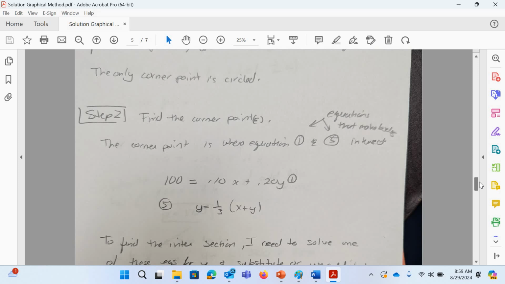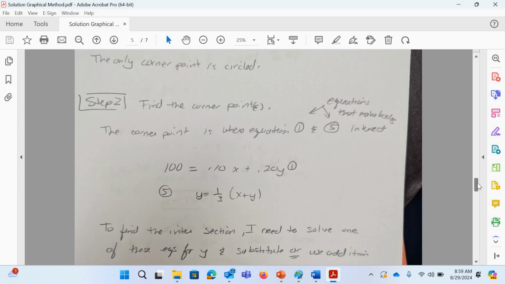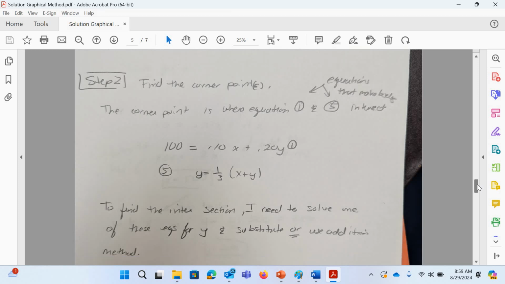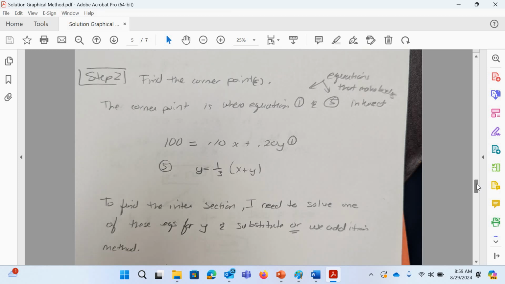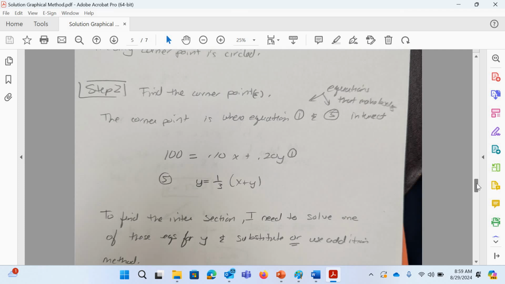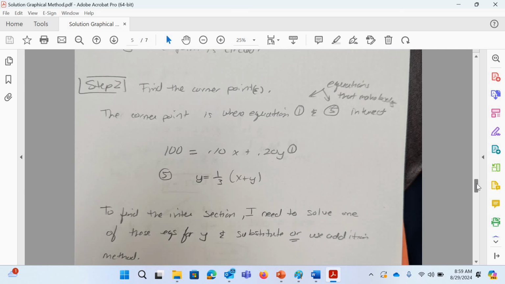So hold that thought. I don't want to mess you guys up now. I just want to go through the process. So that was all step 1, just graphing those points and shading the region. And I did 90% of it on a computer.